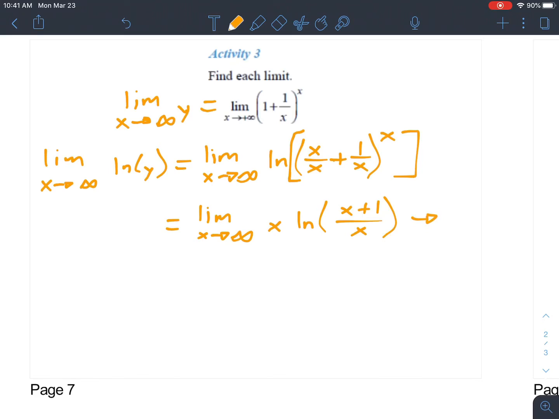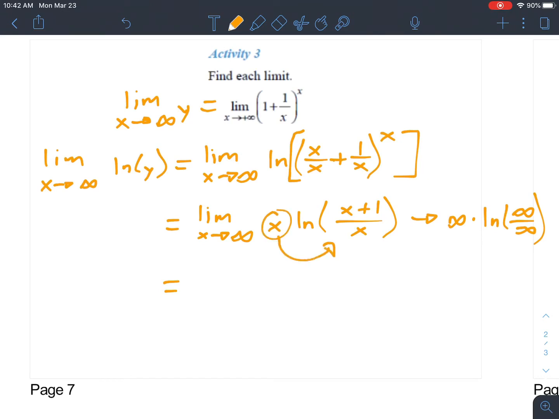If we try to evaluate this, we're going to get infinity times, and then we're going to have natural log of infinity over infinity. Definitely an indeterminate form. We actually have several indeterminate forms here. So we need to then do L'Hopital's. But in order to do that, we need a fraction.